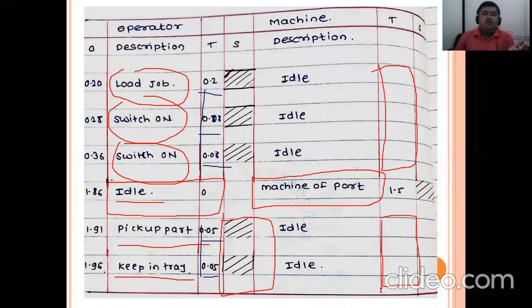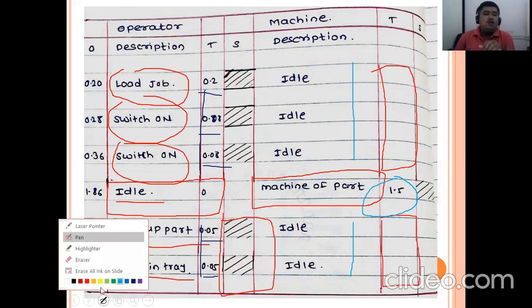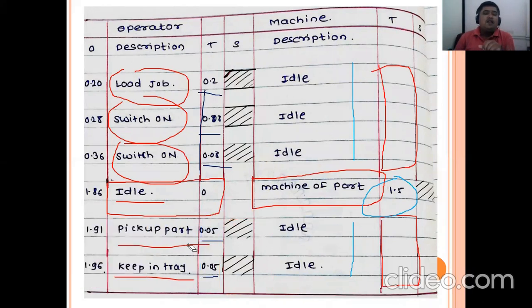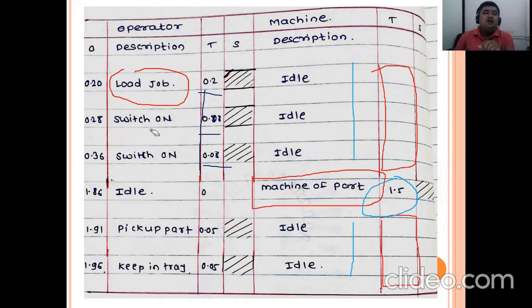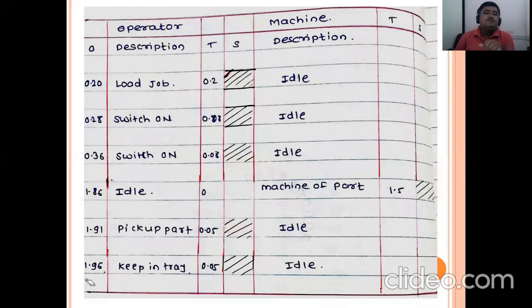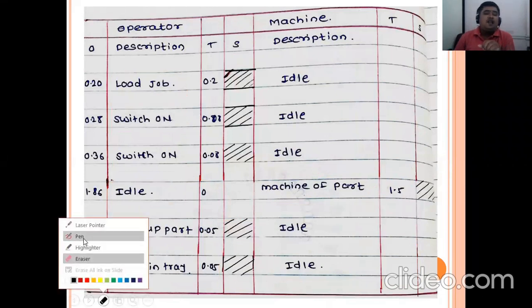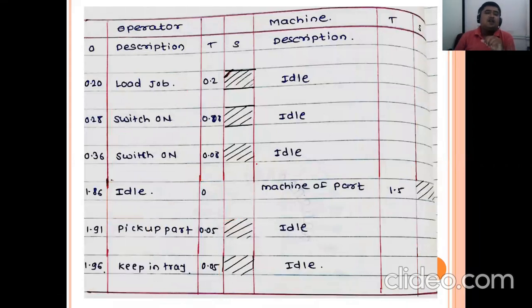But if you look at the machine, for this much time the machine is in idle condition, and for this 1.5 minute the machine is in working condition. So at the end of this chart, you will see that the operator working time and the machine working time are both different. And how can we understand it? We can understand it by looking at this particular chart.